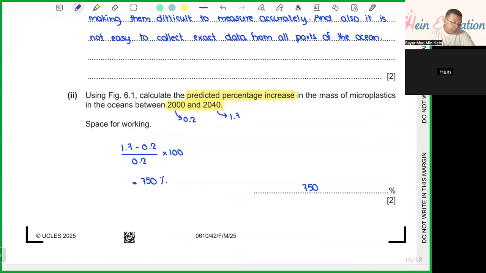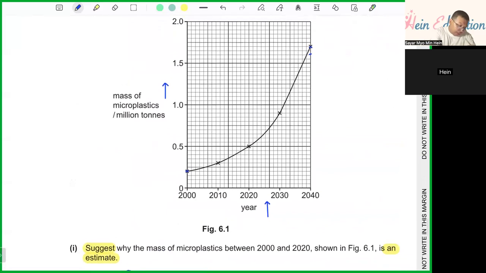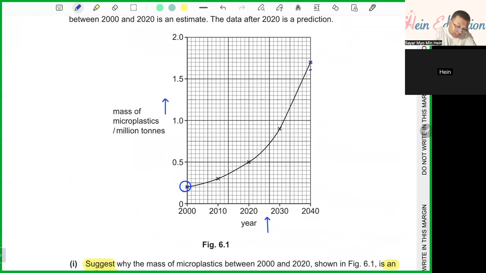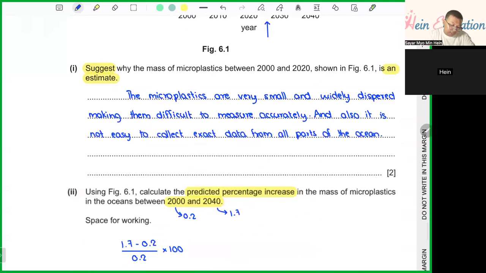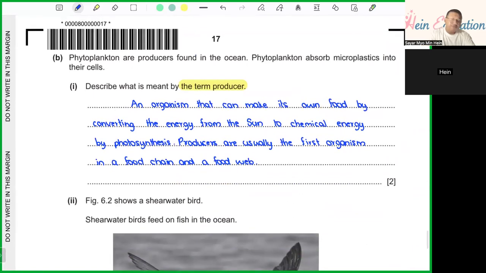And using figure 6.1, you have to calculate the predicted percentage increase in the mass between 2000 and 2040. As I look at the graph, for 2000 it is around 0.2, here, right? And 2040 is around here, which is about 1.7. So I plug into the formula of difference divided by original times 100. The difference is 1.7 minus 0.2, divided by the original, which is 0.2, and I got a percentage of 750%.